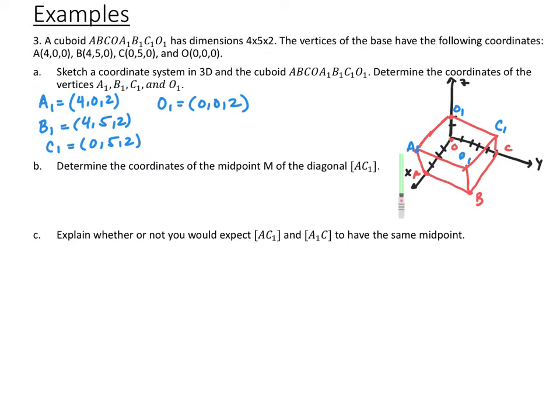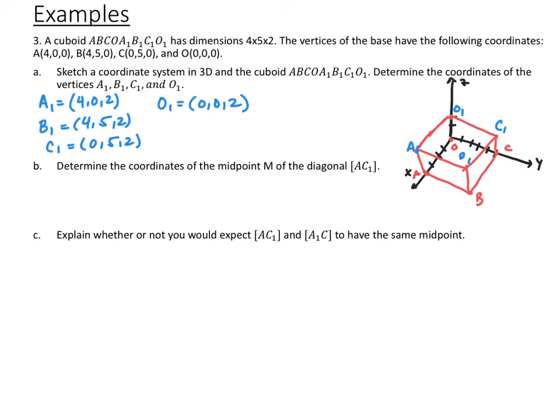So then A1, B1, C1, and O1 would be the top of the box, if you think of it as a box, if A, B, C, and O are the base of the box. So they're all going to be up. So they tell us that the dimension is 2. So I went up 2, up 2, up 2, up 2 from all 4 of my vertices. So if I take all of my vertices and I just move them up in the z direction by 2, A sub 1 would be 4, 0, 2. B sub 1 would be 4, 5, 2, C sub 1 would be 0, 5, 2, and O sub 1 would be 0, 0, 2.